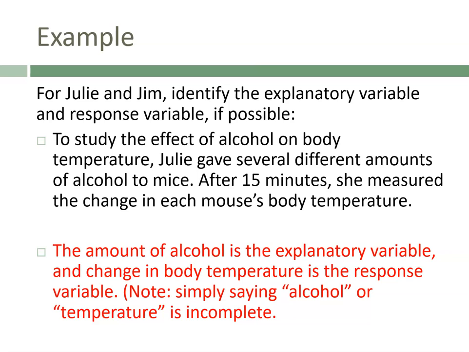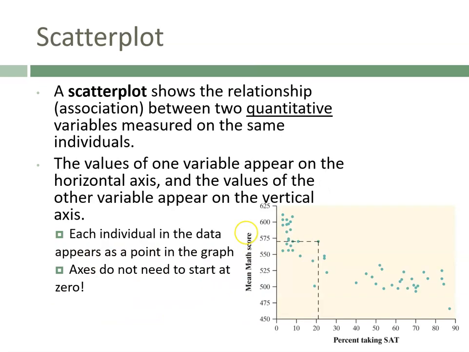Here's an important note. It would not be enough to simply say that alcohol is explanatory or to say that temperature is the response. We need to have, what are we measuring? We're measuring the amount of alcohol, not just the presence of alcohol, but how much is given. Same thing. It's not whether or not they have a temperature, it's the change in the body temperature. How much did it change, not just temperature in general. So make sure you're being specific enough when you're labeling and describing your explanatory and your response variables.